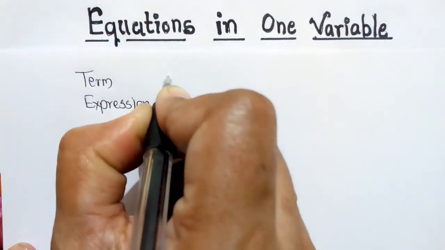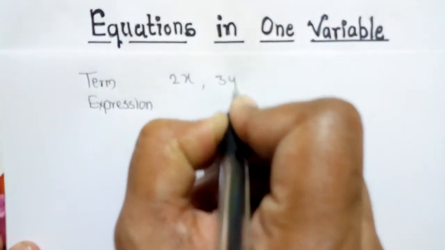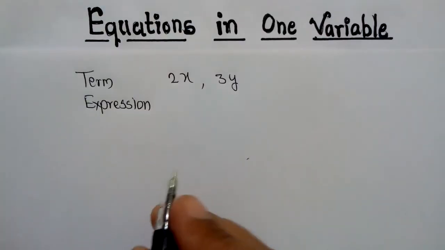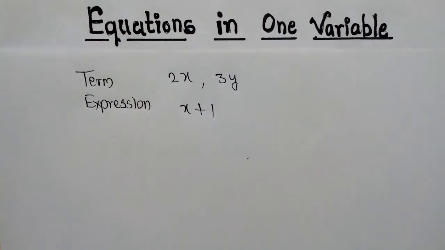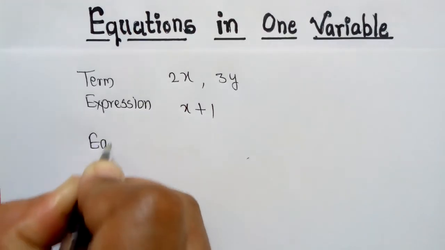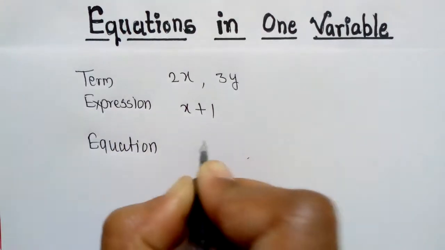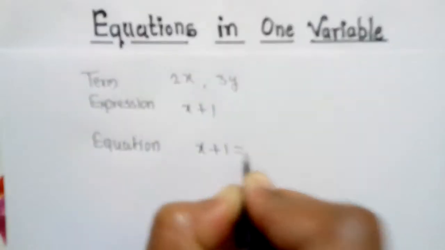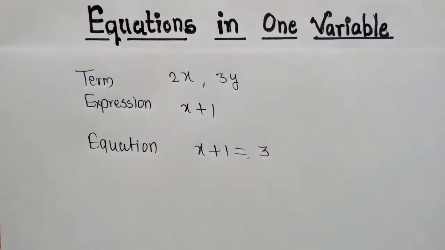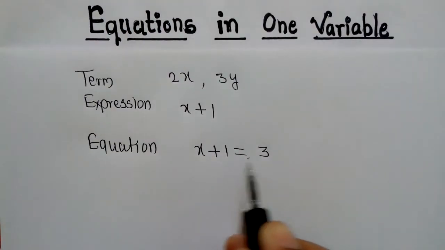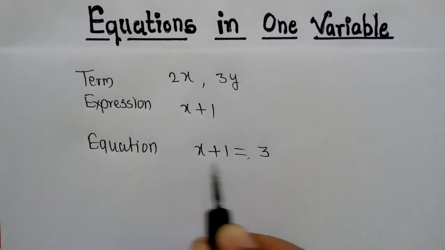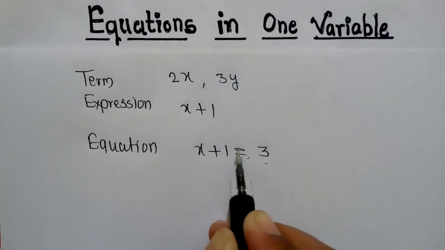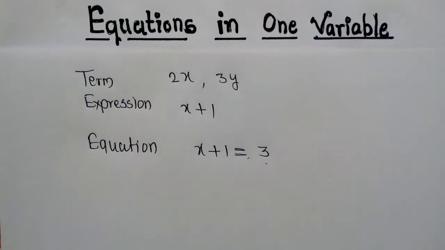So term is 2x, 3y, these are terms, and expression is x plus 1, this is an expression where two terms are there. Now we will see equation. If x plus 1 is equal to 3, this is an equation. Here the equal to sign is there, and this equation has a left hand side and a right hand side, and what this equal to sign tells us is both sides are equal.